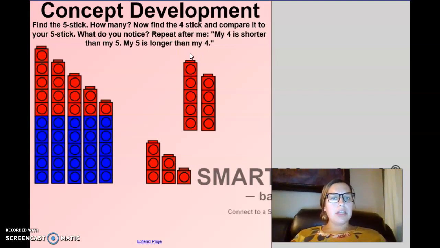What about, how can we switch that sentence? My what stick? My 4 stick is what? Shorter or longer? Shorter than my 5 stick.